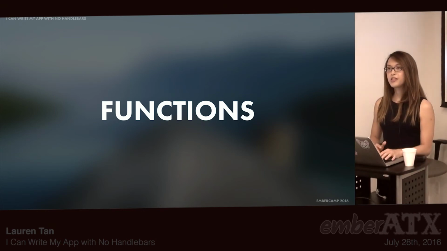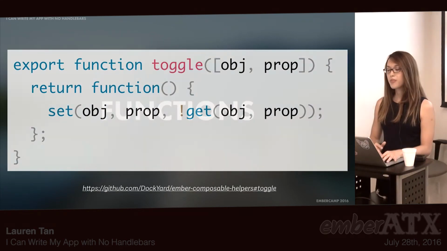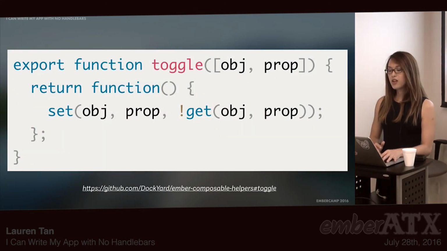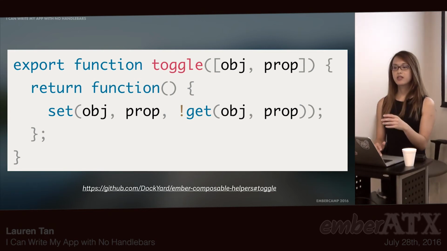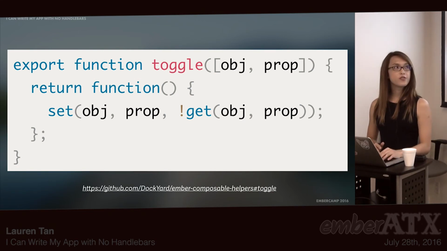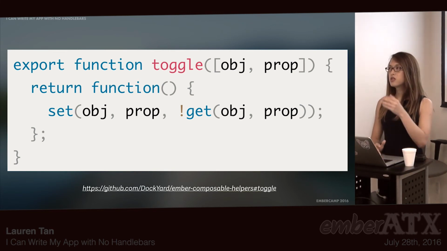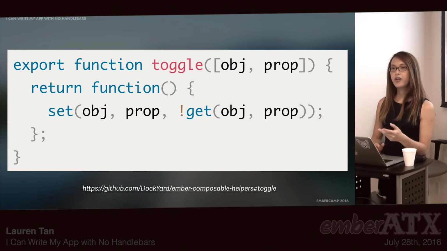And not surprisingly, you can even return a function in a helper. And this is probably my favorite use of the helper. Here is a toggle helper, and this will basically, as the name suggests, inverse the property on some object. And in JavaScript, a function that returns a function is known as a higher order function, which is a fancy way of saying that it takes in a function as an argument and it also returns a function. And a higher order function helper will essentially let you make action helpers in Ember.